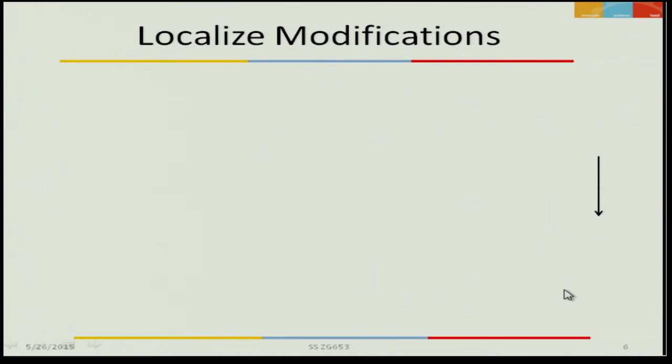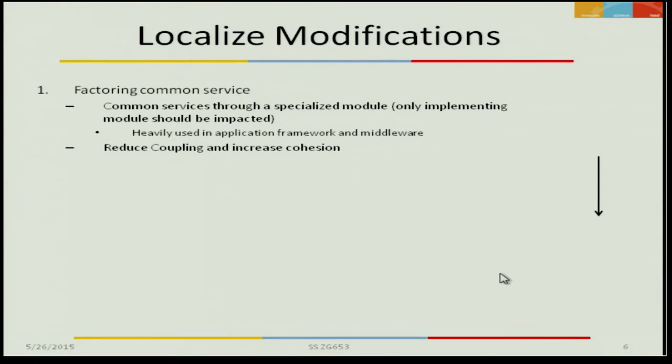Now what are the tactics that one can use to address different modifiability-related requirements? One is, as we said, the factoring of common services. What it means is that if you find that a particular service is being used by many modules, you factor it out and call it a common service, and it is rendered through a specialized module. So if this common service is changed, then only that implementing module will be impacted, not the other systems.